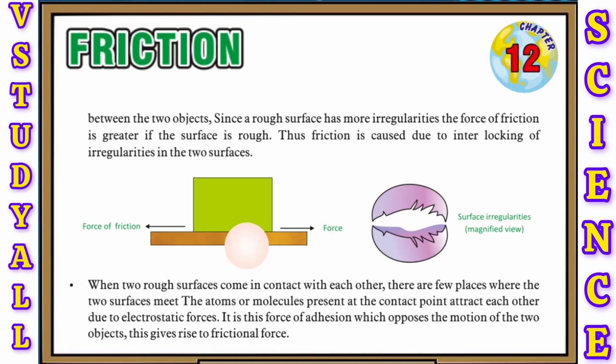Thus, friction is caused due to interlocking. Remember that, due to interlocking of irregularities in the two surfaces. So here you can see the picture in which you can see the force of friction and force. And in the second picture you can see the surface irregularities, that is a magnified view. Now when two rough surfaces come in contact with each other, there are few places where the two surfaces meet. The atoms or molecules present at the contact points attract each other due to electrostatic force. It is this force of adhesion which opposes the motion of the two objects. This gives rise to frictional force.